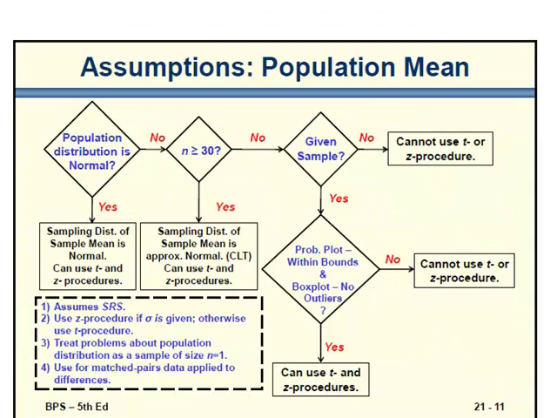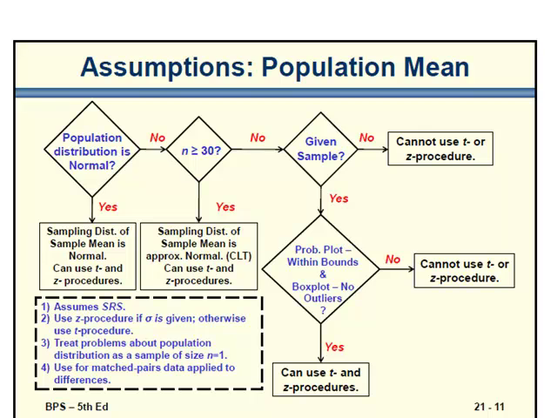Now, we showed you what you'd have to do and what your test statistic looked like and how to do the confidence intervals, but when do you know you can do them? There's this fabulous flow chart that Dr. Davis made to look at. So we're going to look at the population mean. If our population distribution is normal, that's the question. If your answer is no, then you have to look if your sample size is greater than or equal to 30. Again, if the answer is no, are you given a sample? Like, in other words, do you have the data? If your answer is no, then you can't do T or Z procedure.